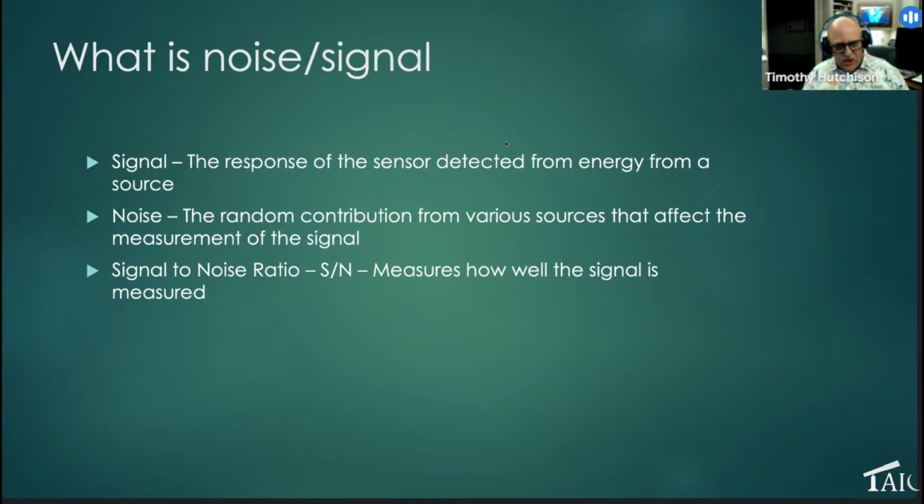Signal to noise ratio, I know we throw this term around a lot, but we should really understand that signal to noise ratio is a measurement of how well we're measuring the signal. That's what SNR really is to us: a measurement of how well we're capturing that original signal. Okay.